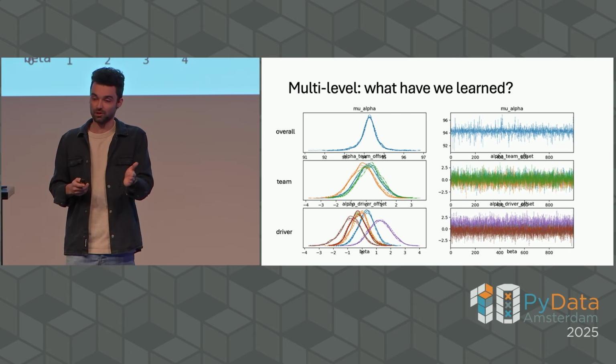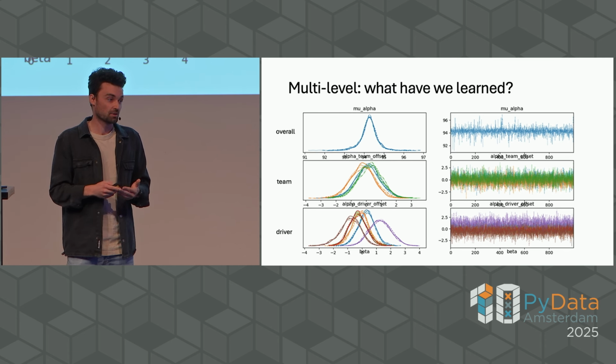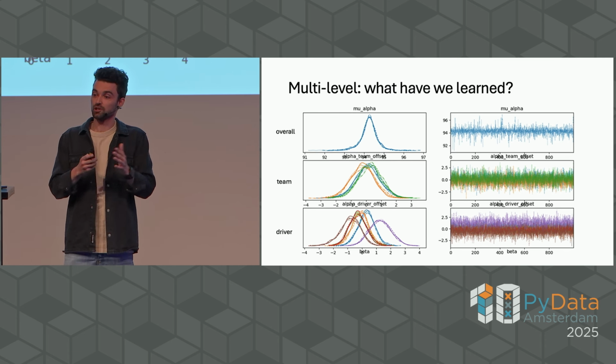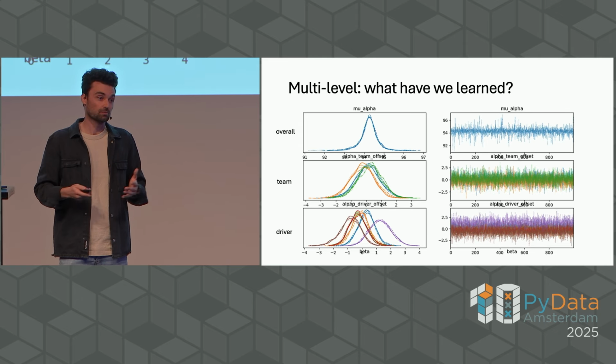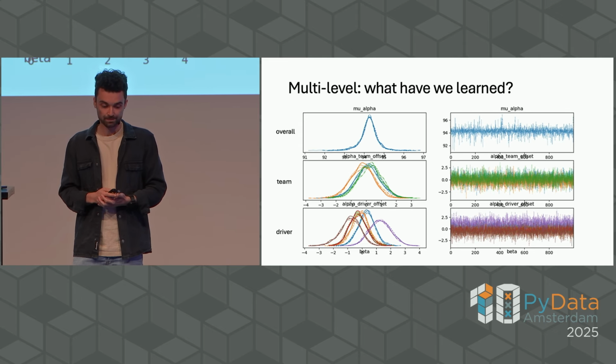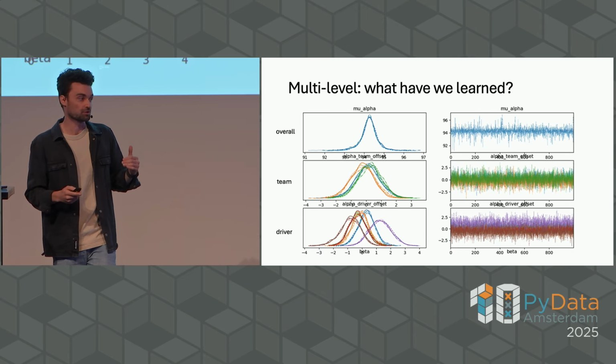And even though the model is not very certain, we only use a very limited number of data points, we can already see that the model starts to learn this. If we extend this model and learn from all races this year, we would be even more certain that this is the case. Then if we go to the lowest level, we see the offsets per driver.